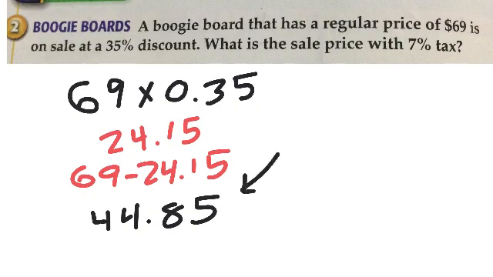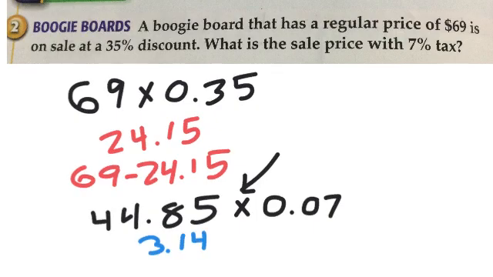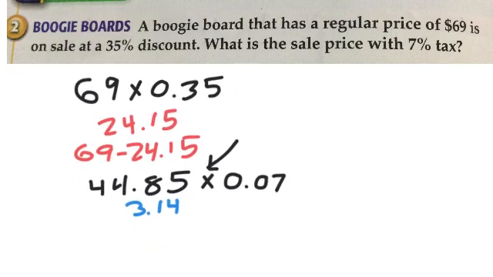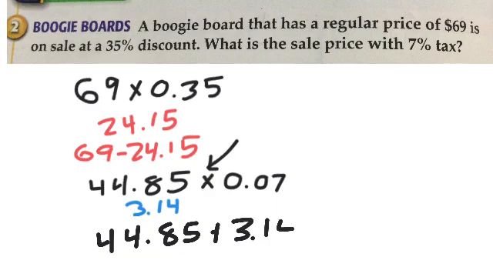So I'm going to multiply this number, $44.85, which is the discounted price, by 7%. So 7% is 0.07. So that gives me, and then we rounded to 2 decimal places, 3.14. So I'm having to pay $3.14 in tax. So I would add that, 3.14 plus 44.85, which is my discounted price. 47.99. I got $47.99.